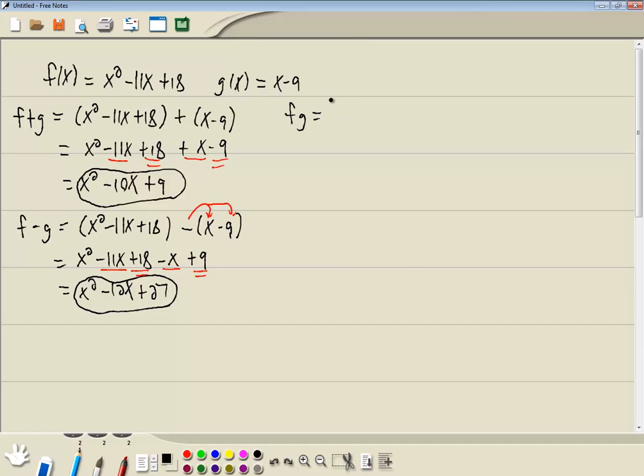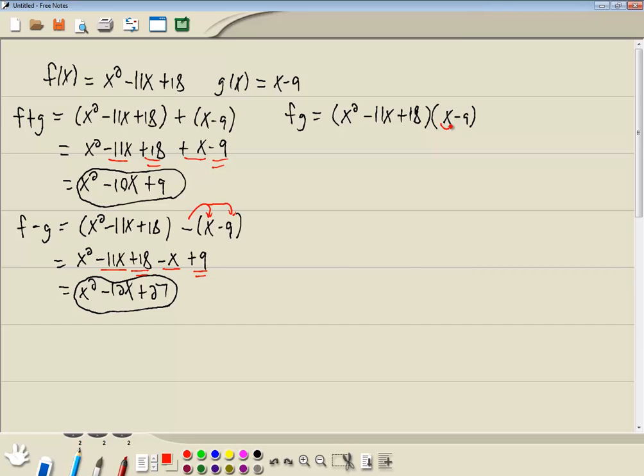Okay, f times g. Well, put parentheses on each one, put the operation between them. So I got x squared minus 11x plus 18 with parentheses on it, and then parentheses on the x minus 9. But actually, one set of parentheses next to another set of parentheses indicates multiplication. So we could put a times in between them, but we don't need to. Okay, now we're going to multiply these together.